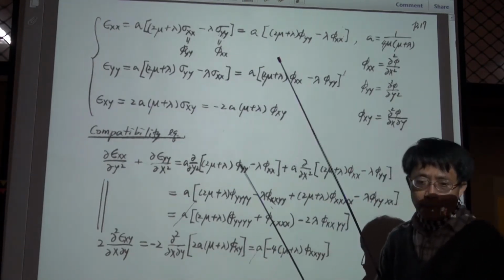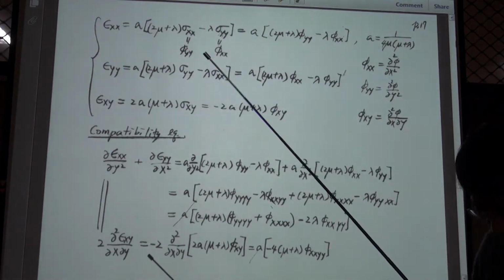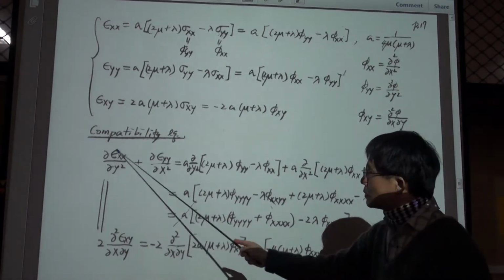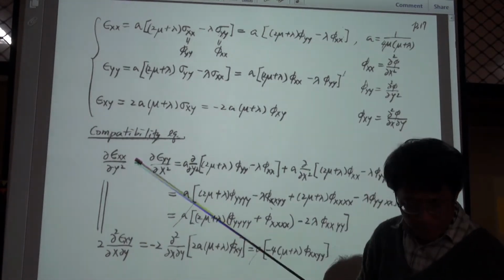Okay. Now, one more relation to be considered is the compatibility equation. Remember this one equals this.